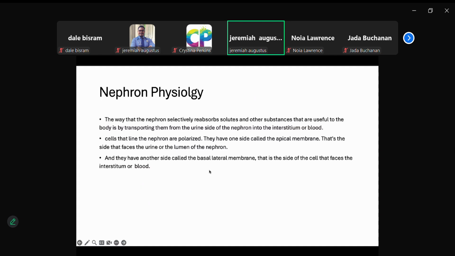All right, so the way the nephron selectively reabsorbs solute and other substances that are useful to the body is by transporting them from the urine into the nephron and then back into the interstitium. This is why we need those.